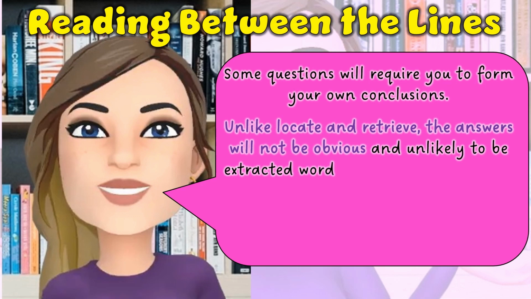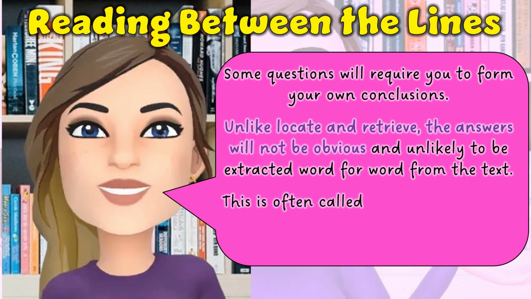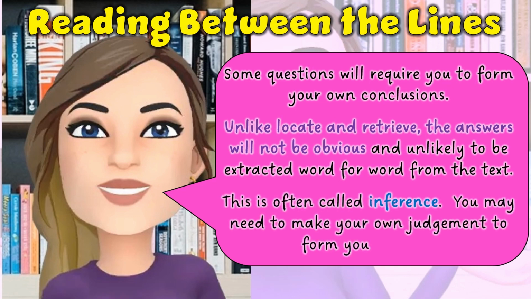Locate and retrieve requires you to find something in the text and write it down as your answer. However, for answers that require you to read between the lines, this will not be apparent. When you are jumping to your own conclusions, this is called inference. You need to make your own judgments based on what's written. For example, if someone told you they had a horrific experience in a restaurant, you might assume the food was not very nice. That is you inferring the situation.